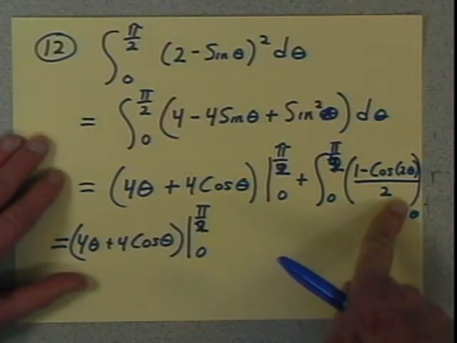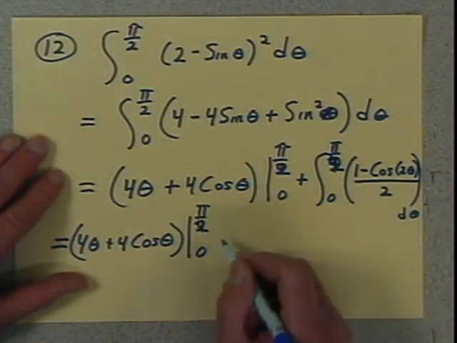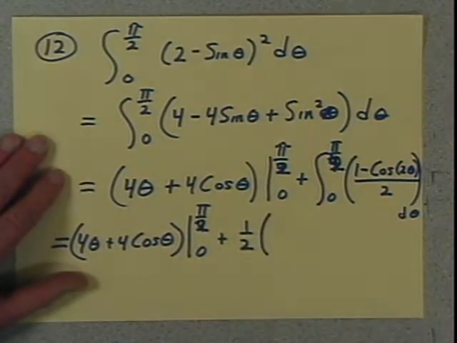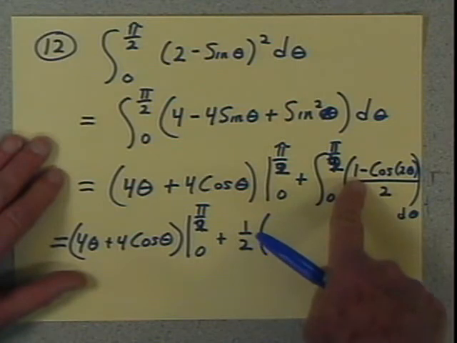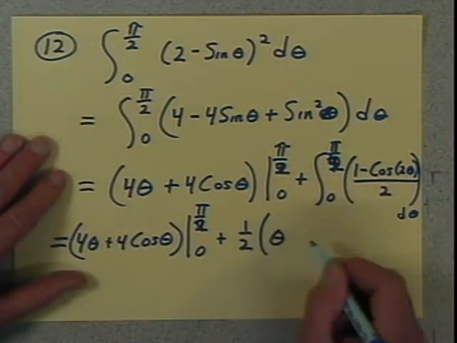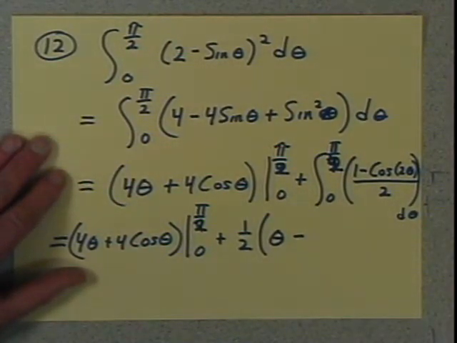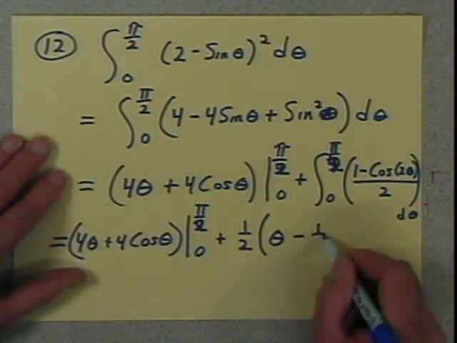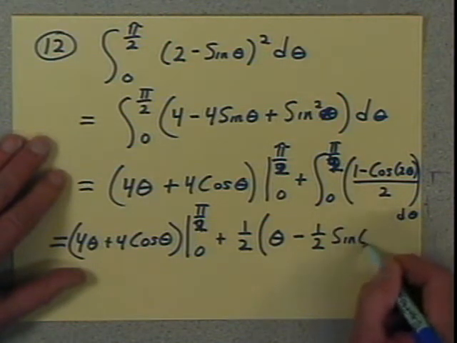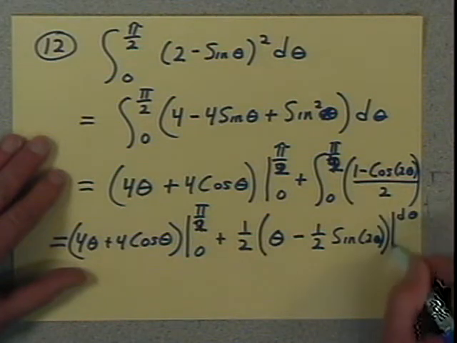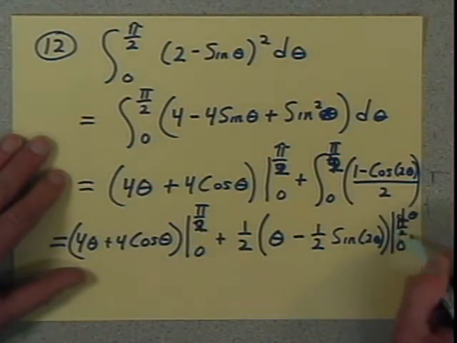Can we go right to the answer? I mean, there's 1/2 I can put out front, right? And then what's the antiderivative of 1? Theta. Minus, and what's the antiderivative of cosine 2 theta? Remember, we did that one so we wouldn't have to, 1/2 sine of 2 theta, right? That still has to be evaluated from 0 to pi over 2.